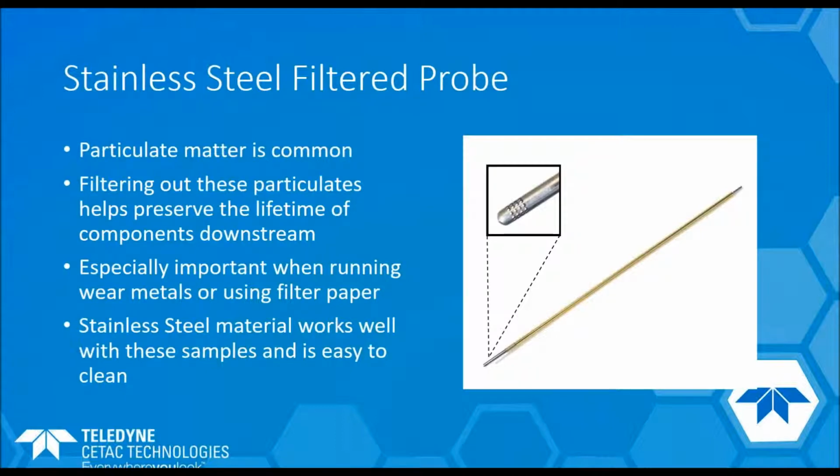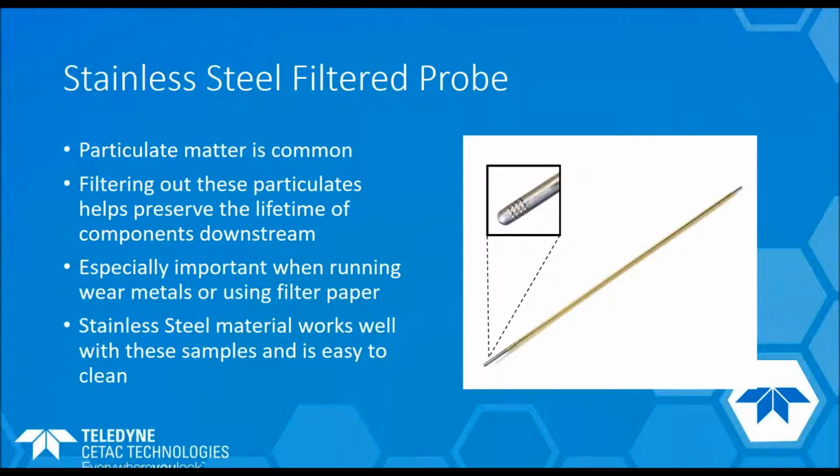Another key feature is the stainless steel filtered probe. For oils, in some of these applications, particulate matter can be very common, especially when running wear metals or if you're using filter paper in your samples. These particulates, if not filtered, can cause clogs in your nebulizer, in your tubing, in your junctions. And so what we've done is we've created a stainless steel filter probe. This is, I think, the 4th or 5th revision of it, that has a filter in place to remove these kinds of particulates to help protect the downstream components. Stainless steel is a great material for oils because it lasts a really long time. It's easy to clean.